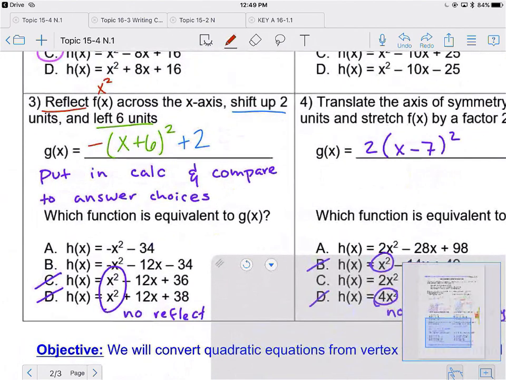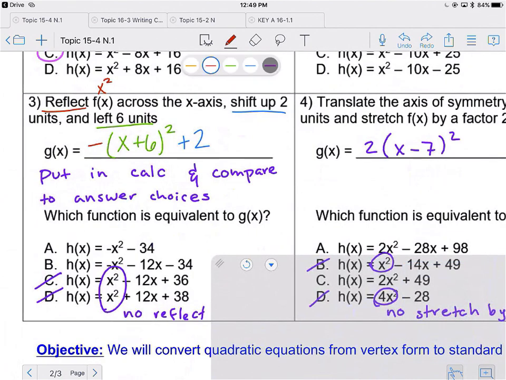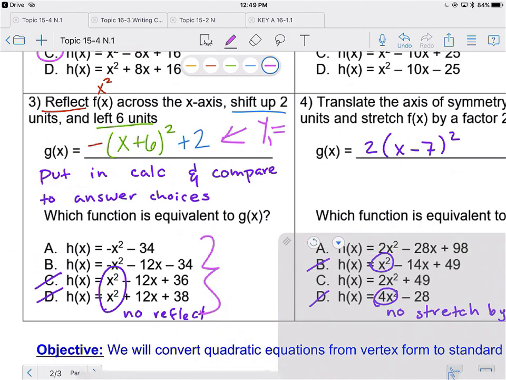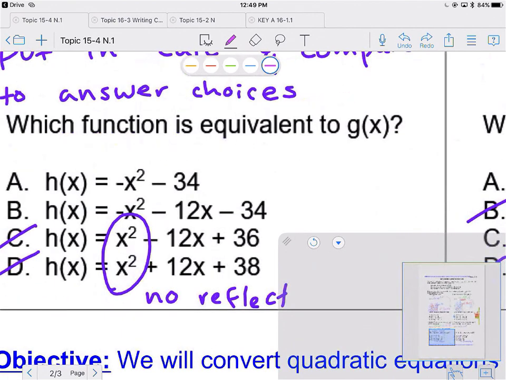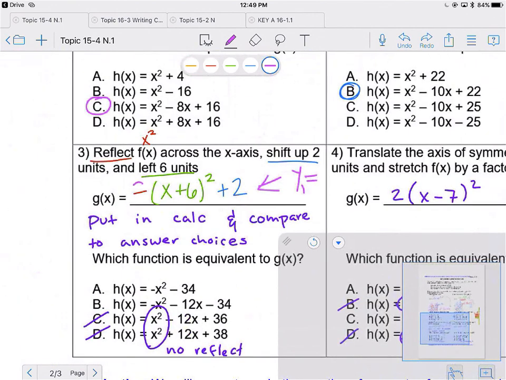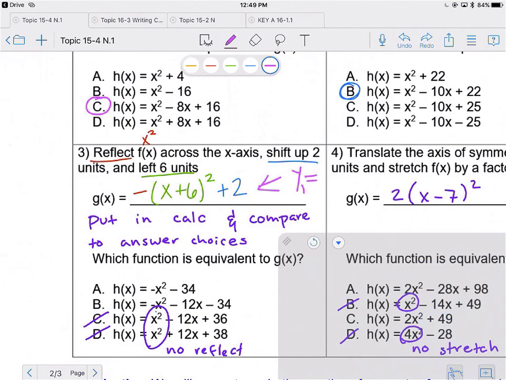So a test-taking strategy is once you write this, put this into y1 in the calculator and y equals, and put your answer choices in y2 and figure out which of them are the same. So I'm going to show you how to do that. Now the first thing I want you to notice is we know that in order to reflect, you need a negative in front, and neither of these two have a negative in front, so I can get rid of that option.